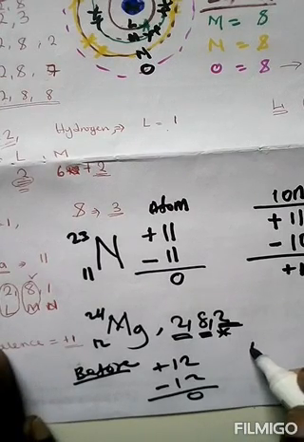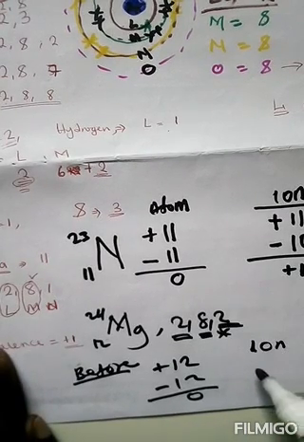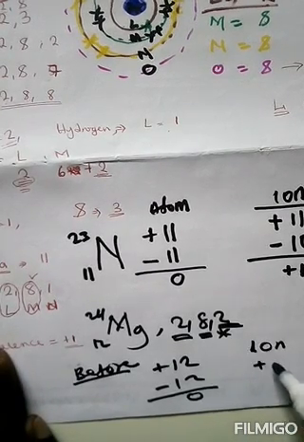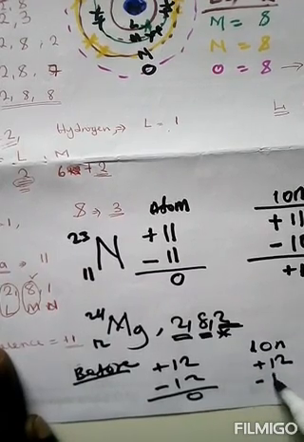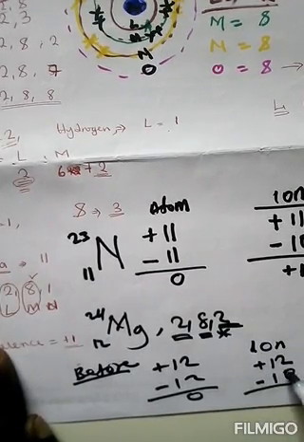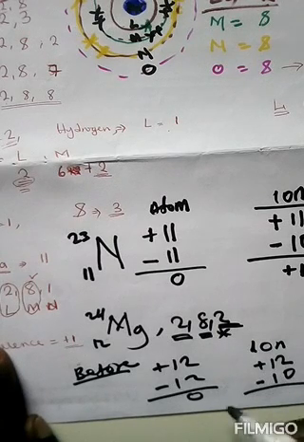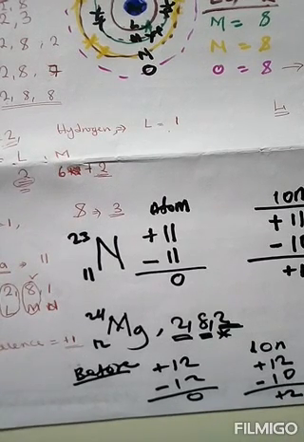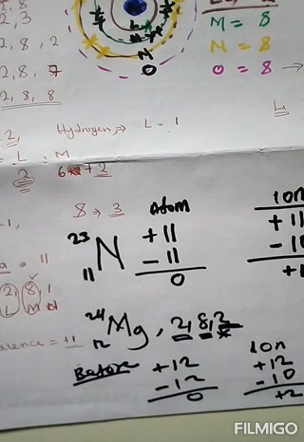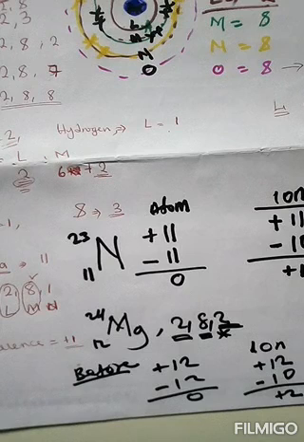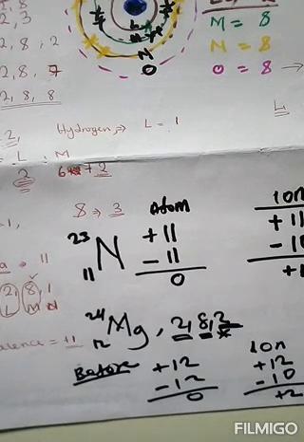But when it's an ion, what will happen? The protons will remain the same, but the electrons will change because it's going to lose 2. So the number will reduce to 10 electrons. And what do you get? Positive. The valence is just how many you can lose. If you have lost 2, you become an ion with positive 2. If you have lost 3, you become an ion with positive 3.